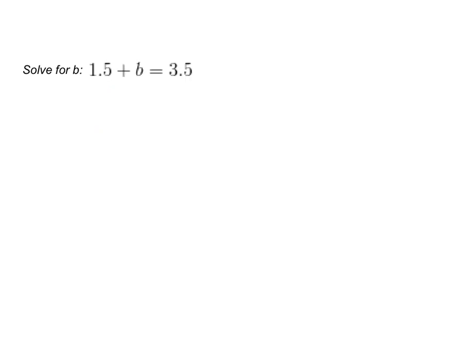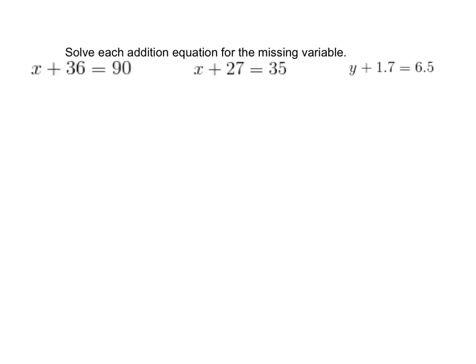When we solve for b here, 1.5 plus b is equal to 3.5. Right now we're adding 1.5, so to undo that, we can subtract 1.5. And if you do it from one side, you have to do it to the other. These cancel out, leaving just b. 3.5 minus 1.5 gives us an answer of 2. So b equals 2. Some more examples here.